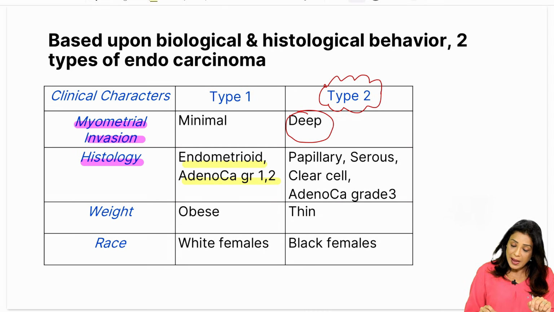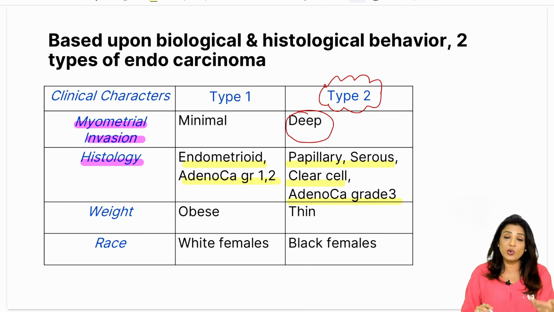Okay. The papillary carcinoma, the serous and the clear cell carcinoma, and the adenocarcinoma, that is the endometrioid carcinoma, grade 3 will come in type 2. Okay. So, you have to remember the names: papillary serous, clear cell, and endometrioid, that is adeno, grade 3. These 3 will be managed in a very different way when we come in the next lecture when we talk about the stage wise management.